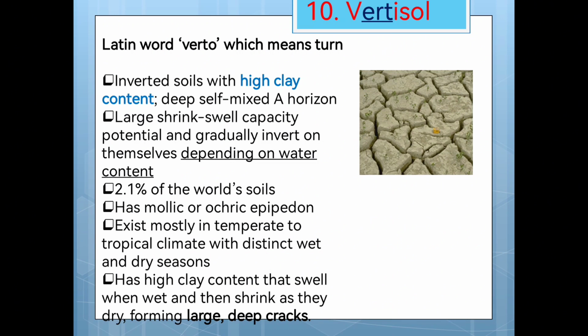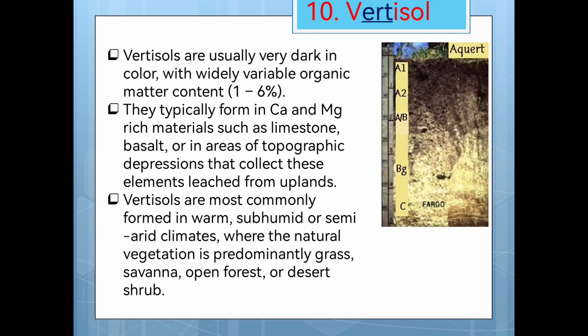They have a mollic or ochric epipedon, and they exist mostly in temperate to tropical climates with distinct wet and dry seasons. They have high clay content that swells when wet and then shrinks as they dry, forming large, deep cracks. Vertisols are usually very dark in color with widely variable organic matter content, between 1 to 6%, and they typically form in calcium and magnesium rich materials such as limestone, basalt, or in areas of topographic depression that collect elements leached from uplands. And they are commonly formed in warm, subhumid, or semi-arid climates where the natural vegetation is predominantly grass, savanna, open forest, or desert shrubs.